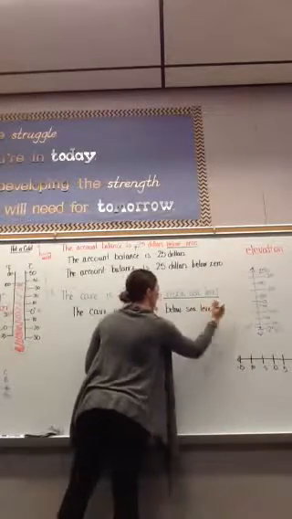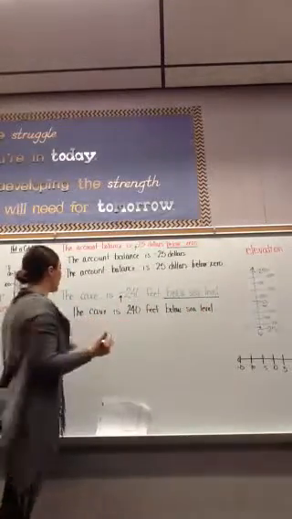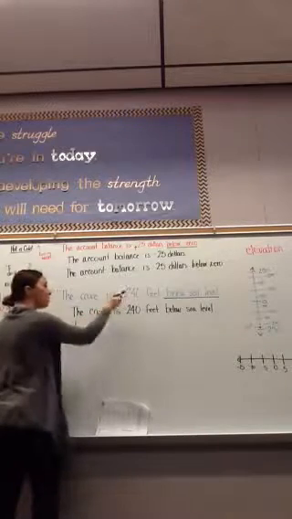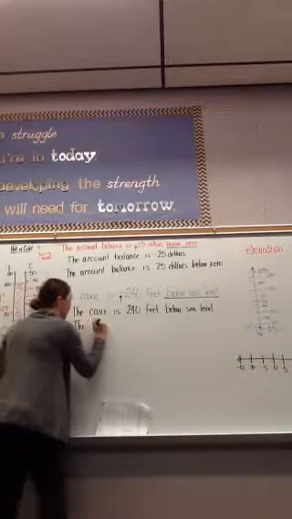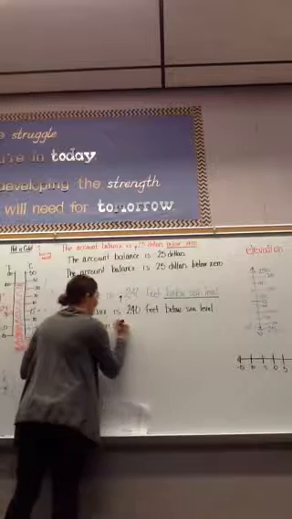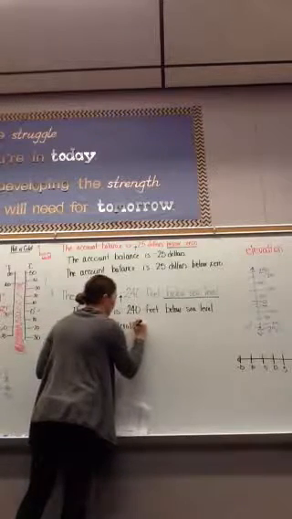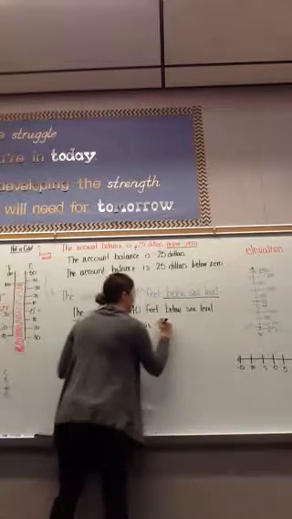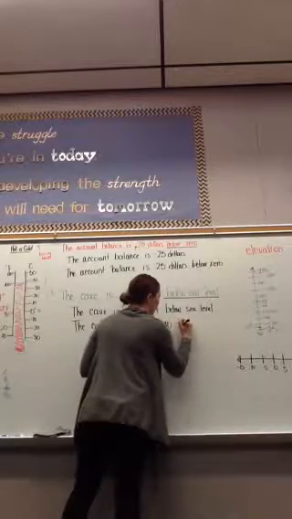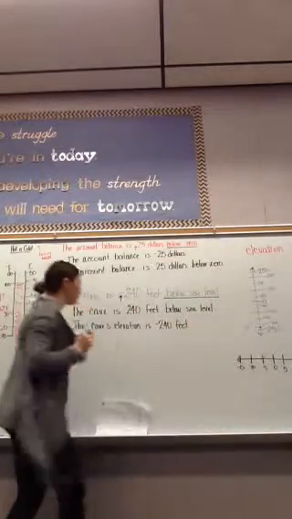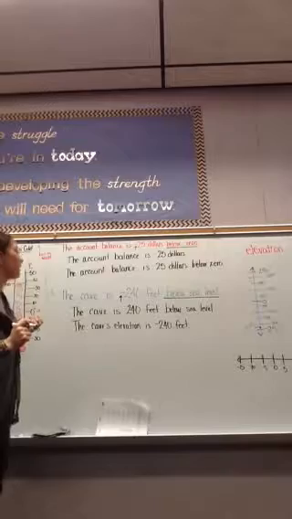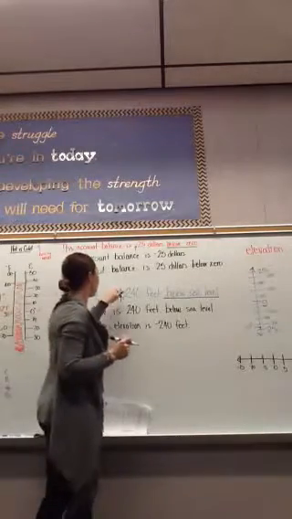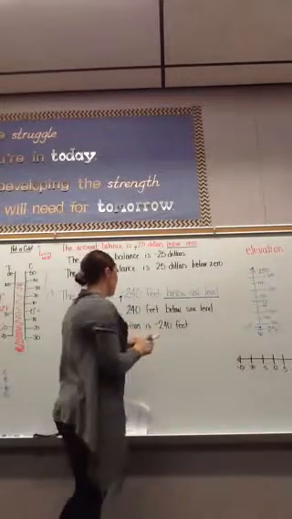That was the easiest way that you could have written the sentence correctly. If you wanted to use the negative sign, you could say the cave's elevation is negative 240 feet. So either of those would be correct. Just keep in mind you can't have both the negative sign and then below sea level.